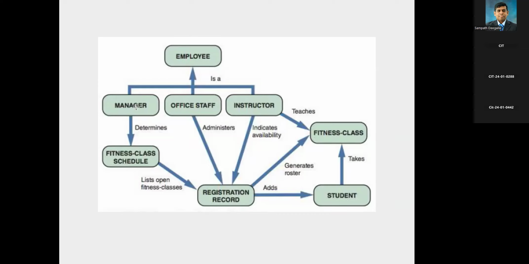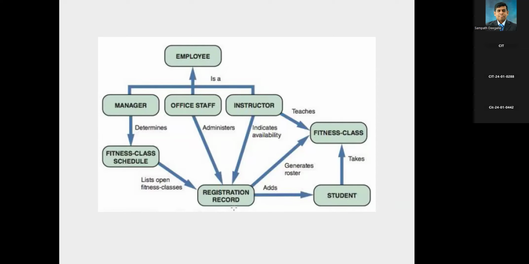Okay, so we have three different types of employees in the information system, right? Then we have student, that is another person. Then remember the students want to take the fitness class, right? This is what the students want to register for, or maybe take, a fitness class. Before taking it, you need to make a registration. So to register the students, there are a few things that you need.